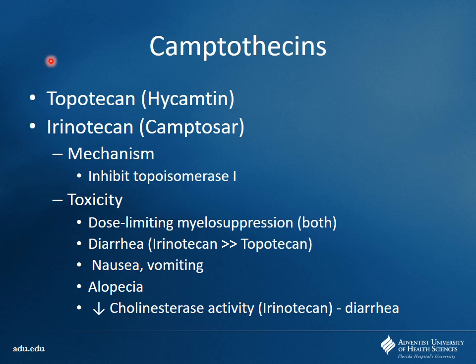And we have the camptothecans. This is going to include topotecan and irinotecan. These are going to be affecting topoisomerase 1. This one is kind of interesting because irinotecan specifically can decrease cholinesterase activity. You guys remember what cholinesterase does? The name is acetylcholinesterase.